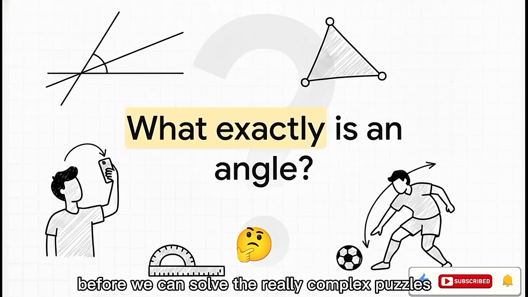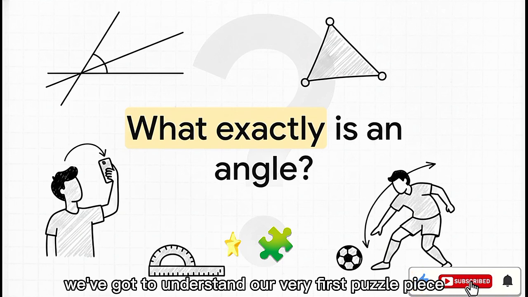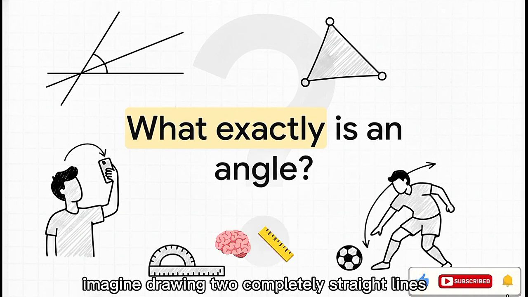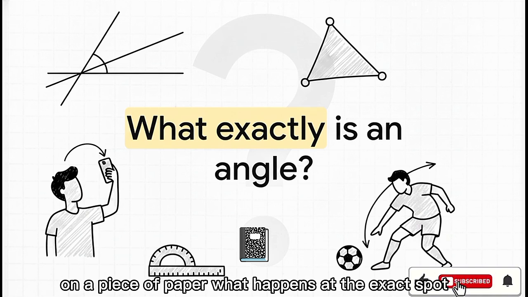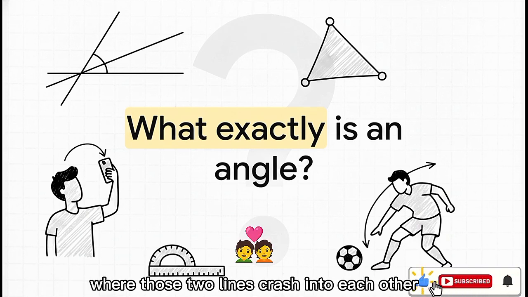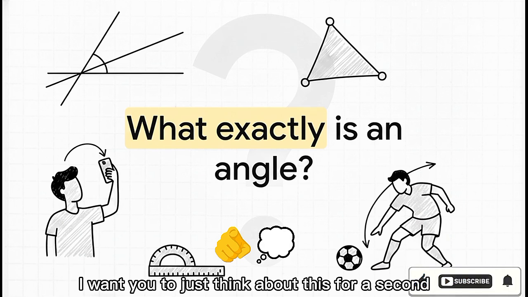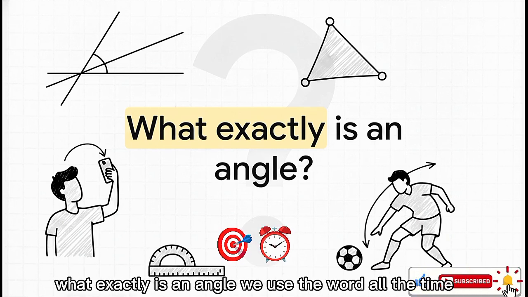Before we can solve the really complex puzzles, we've got to understand our very first puzzle piece. Imagine drawing 2 completely straight lines on a piece of paper. What happens at the exact spot where those 2 lines crash into each other? I want you to just think about this for a second. What exactly is an angle?